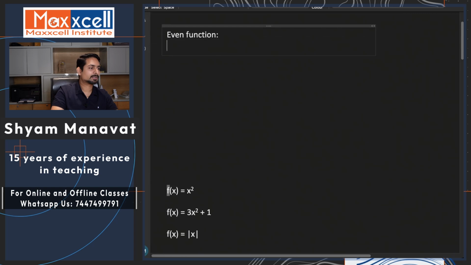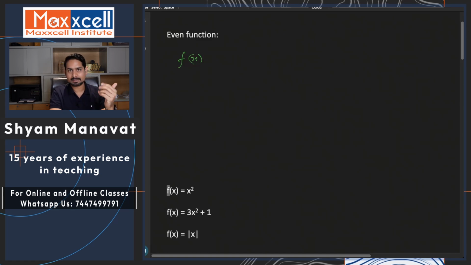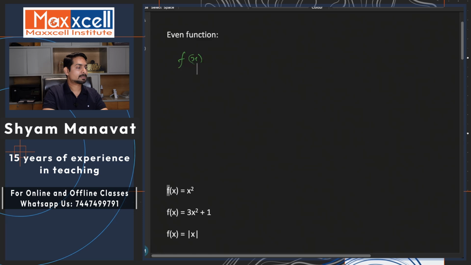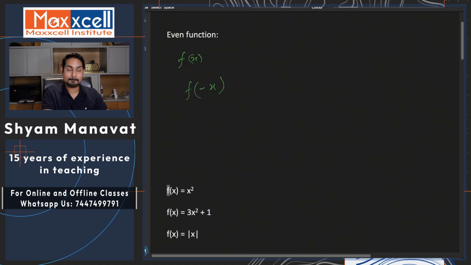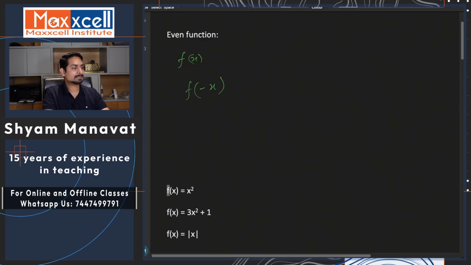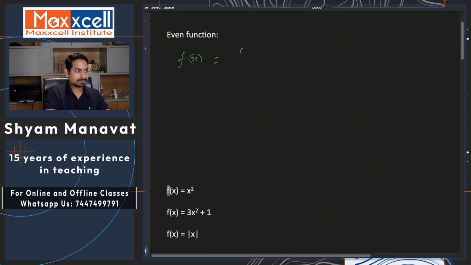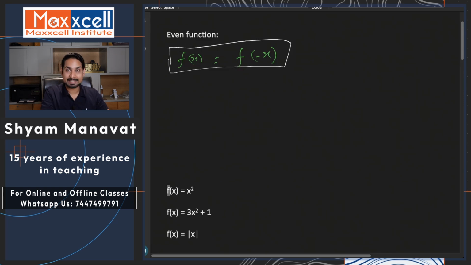If you understand by the definition, even function means you have a function, let's say f of x. Now, if we substitute minus x instead of x, that means the input value, if I use the negative of the same input, so if I use f of minus x, and it is still equal to the original function, then these types of functions are called even functions. So if you substitute minus x instead of x and they are still equal, then they are called even functions.